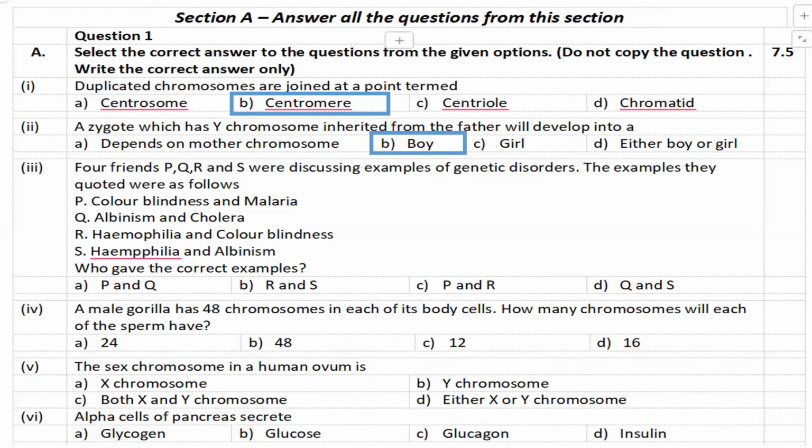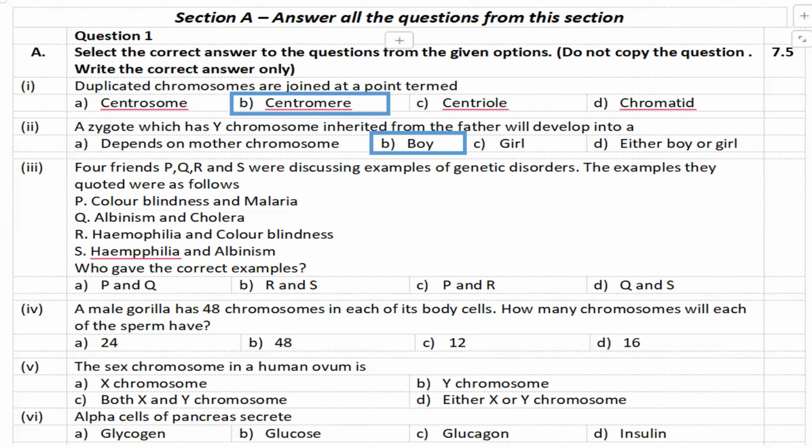Now there are four friends, P, Q, R, S. They were discussing examples of genetic disorders. The examples they quoted were as follows. P says the examples are color blindness and malaria. Q says albinism and cholera. R says hemophilia and color blindness. And S says hemophilia and albinism. So who gave the correct examples? Is it P and Q, R and S, P and R, or Q and S?